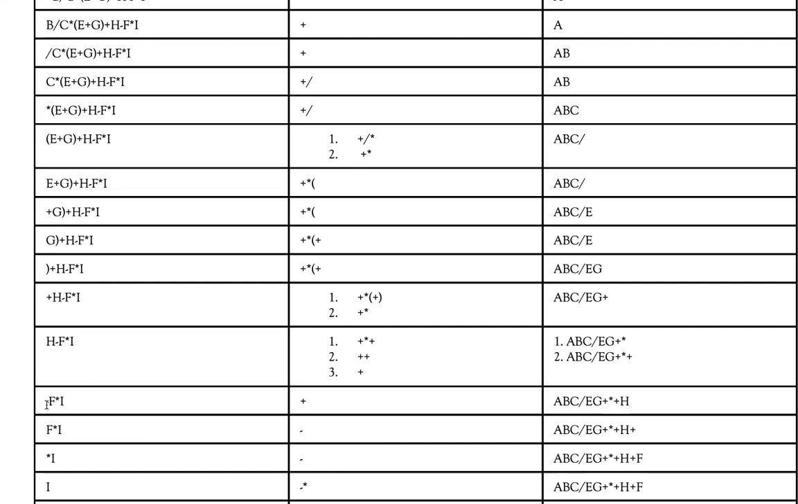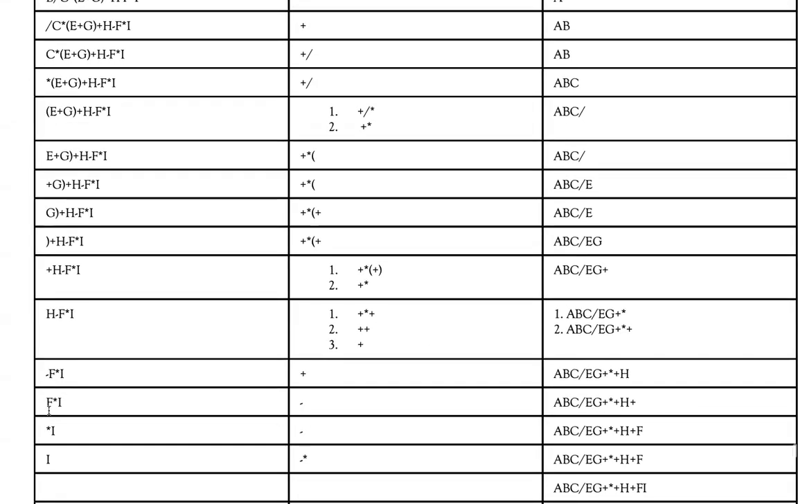Then I have minus. Now minus and plus are equal precedence. In this case, I will pop the plus and place the minus in place of that. Then I have F operand, put it right here. Then I have multiplication. Multiplication is higher precedence than minus. So that's why my multiplication will simply be placed on top of my minus.